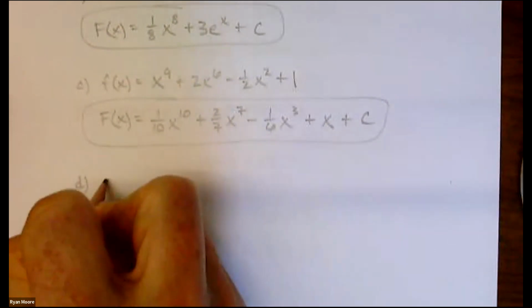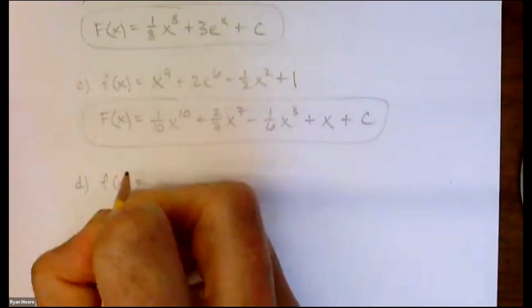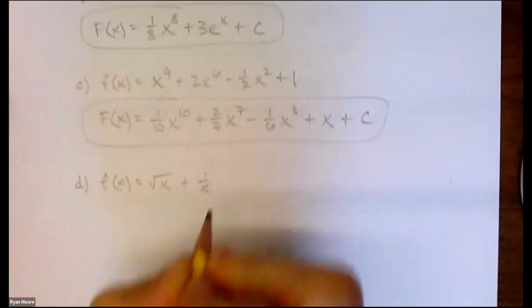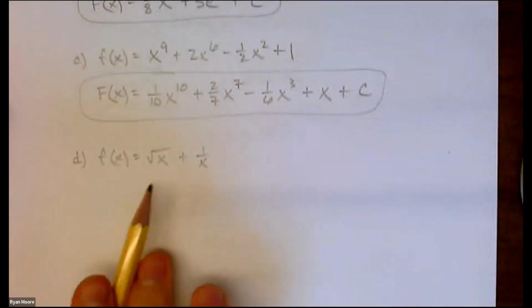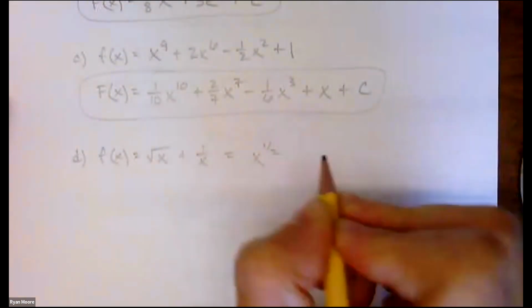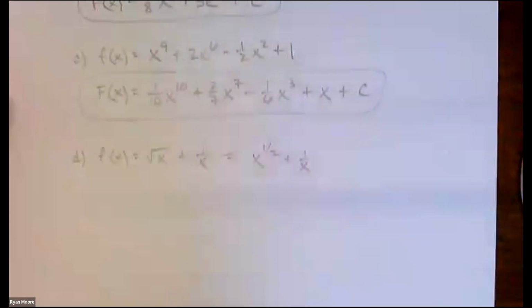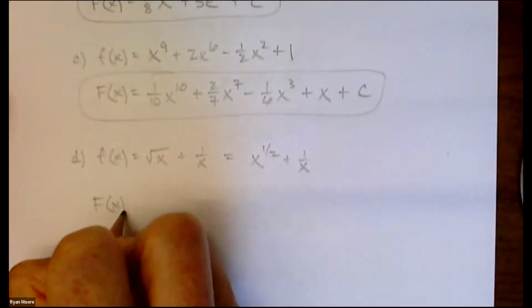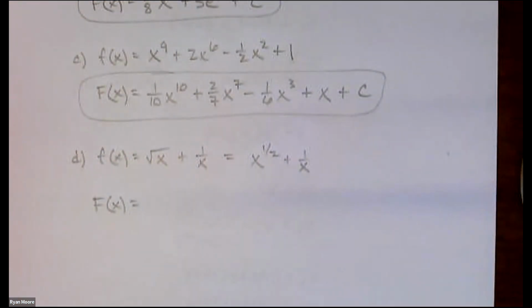D. Mixing it up again. f of x equals square root x plus 1 over x. When I see square root x, I would prefer to think of that as x to the 1/2. So let me do that. Let's think here. x to the 1/2.